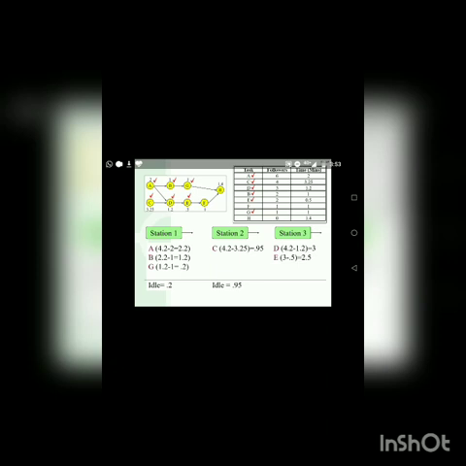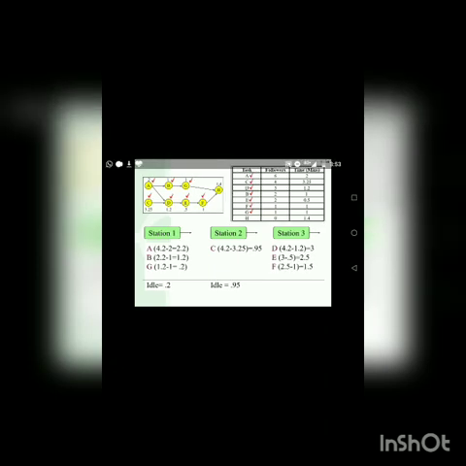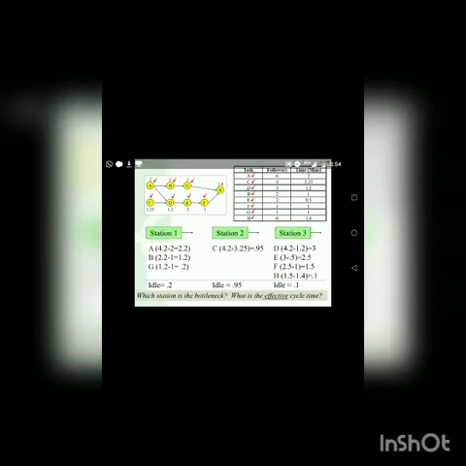And C should be assigned to workstation 2. Total idle time is 0.95. And D should be assigned to station 3. E should be assigned to station 3. F should be assigned to station 3, and the total idle time is 0.1. Now the question is, which station is the bottleneck? Which station is the bottleneck? What is the effective cycle time?